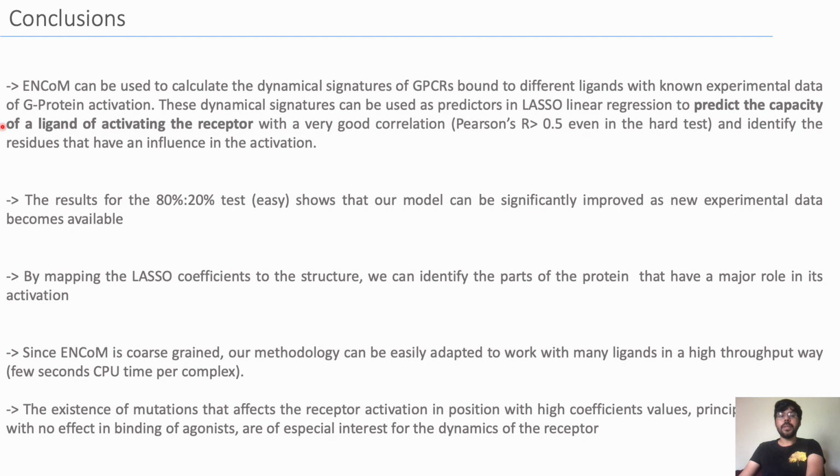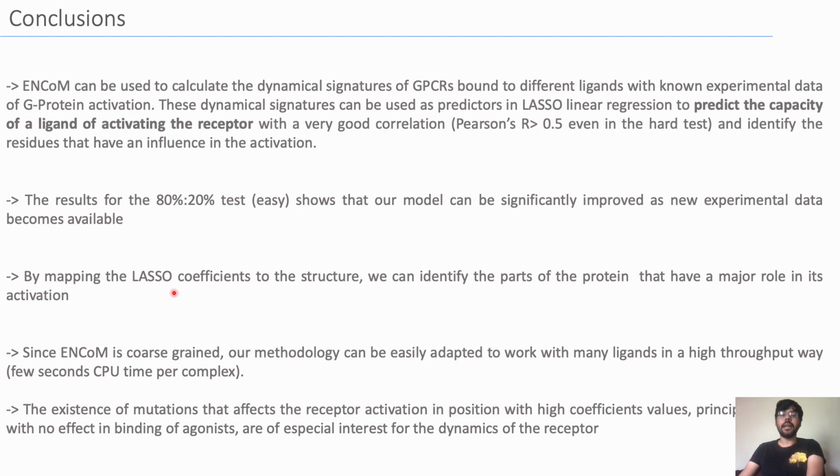As a conclusion, we see that ANCHOM can be used to calculate this dynamical signature for ligands that have known experimental values with good precision. Even in the hard test, we get a Pearson's correlation that is larger than 0.5. And if we see the results for the 80 and 20 test, we see that the more we diversify our data set by getting more experimental data of different ligands, the more we can significantly improve our prediction.